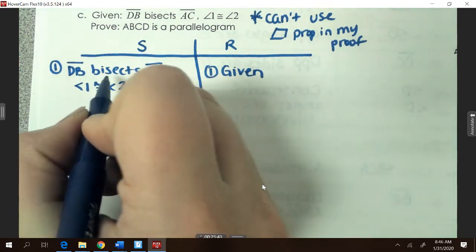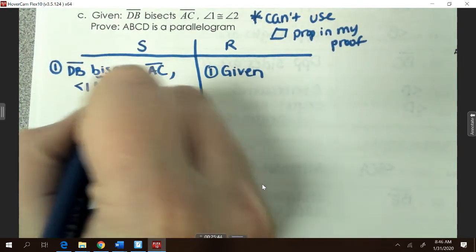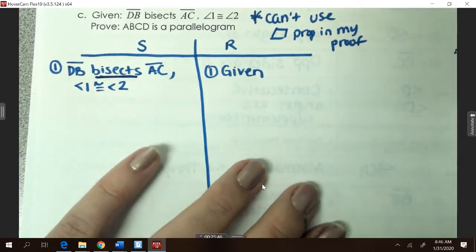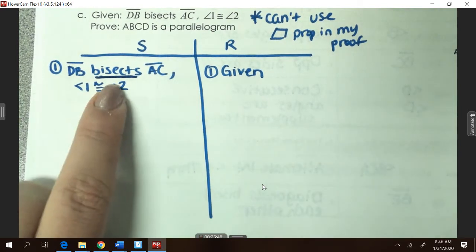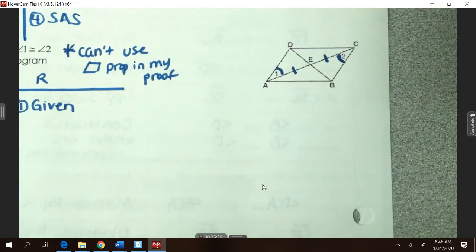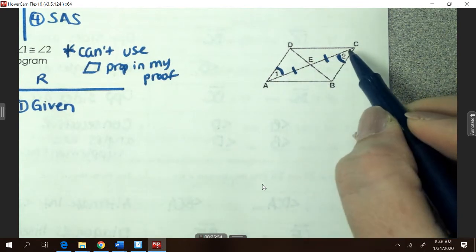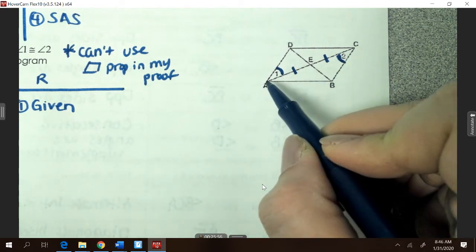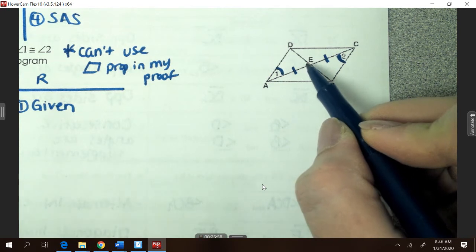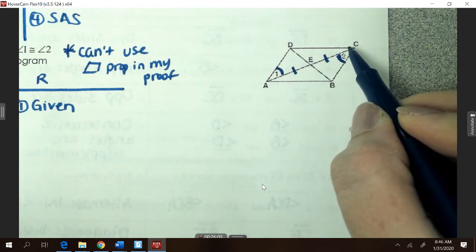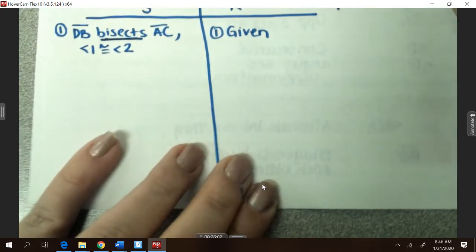Okay. What did this word bisects tell us? Like, what could I draw in my picture from that word, bisects? Yeah, it splits it into 2 equal parts, right? So I could say that AE was the same length as EC. That's going to be the next step of my proof.